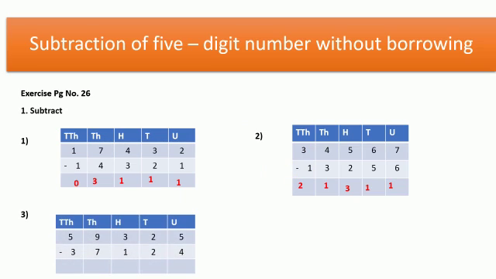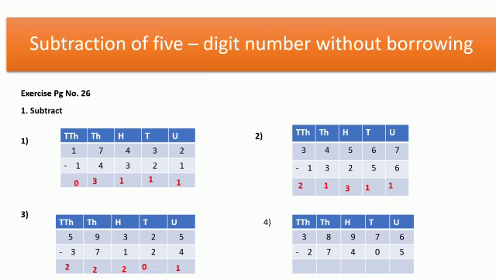Third one, 5 minus 4, 1. 2 minus 2 is 0. 3 minus 1 is 2. 9 minus 7 is 2.